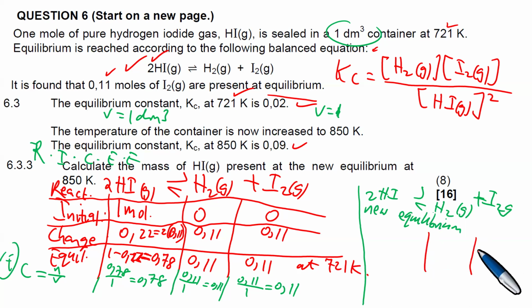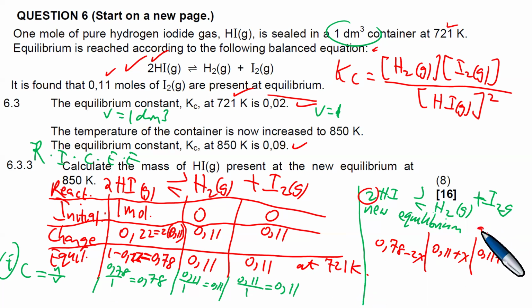Okay. So, this one is going to be 0.11 plus X. This one is going to be 0.78 minus 2x, because of the two here. So obviously the equilibrium concentration is 0.78 at temperature 721 Kelvin.